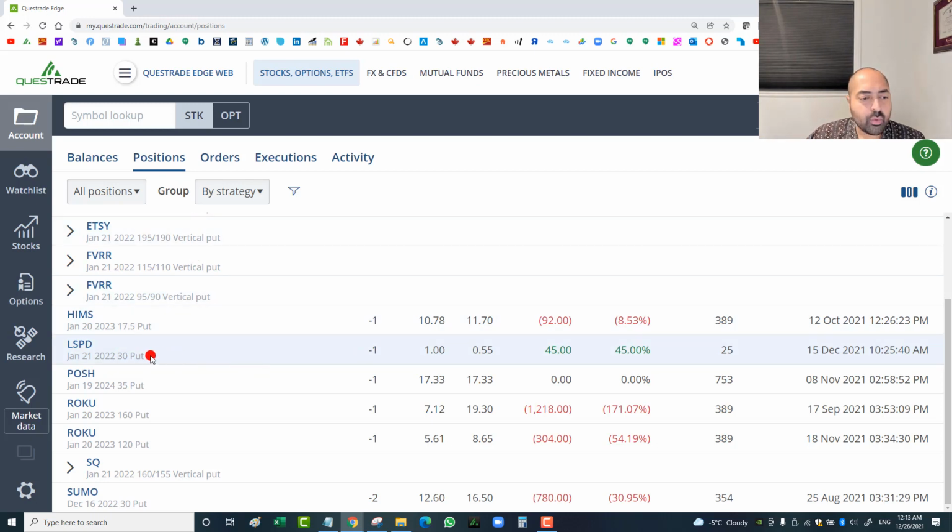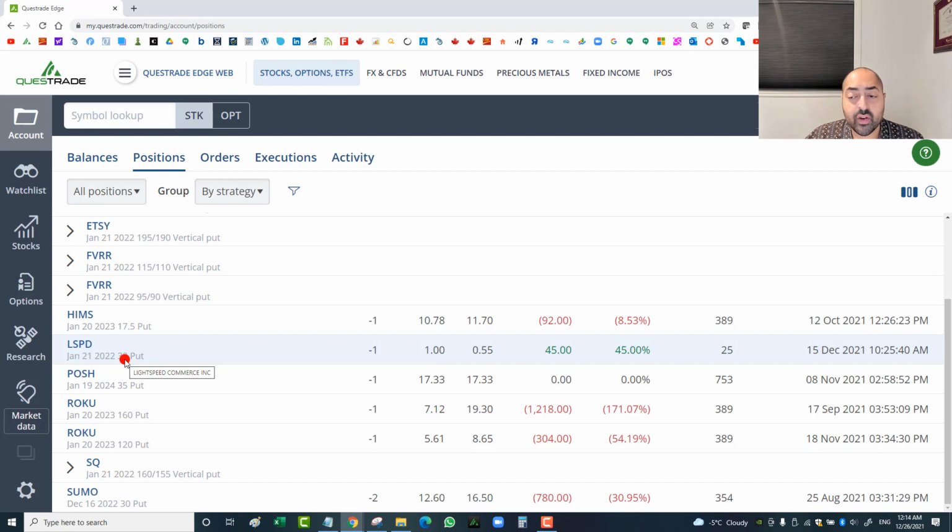So let's take the example of Lightspeed. It's a naked put that I have in my margin account. You can see I have the January 21st 30 put, so strike is 30. And what's my break even? My break even is the strike minus the credit that I received. I received $1, so my break even is $29.